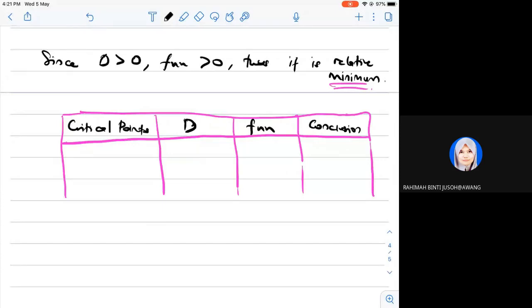So kalau you ada 3 critical point, for example, ini example saja tau. For example, you ada 2, 1. Lepas tu you ada 0, 0. And then you juga ada titik 3, negatif 4. For example like this.